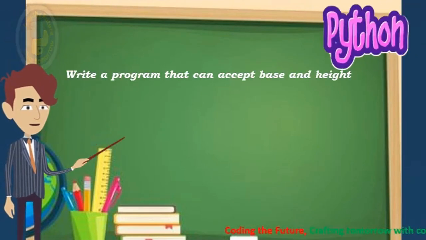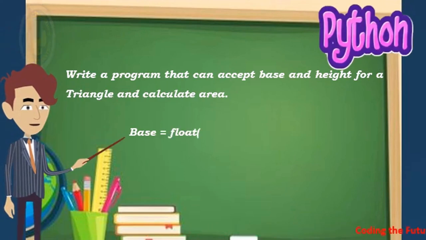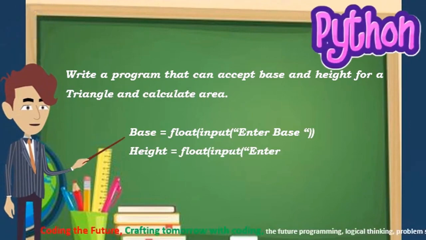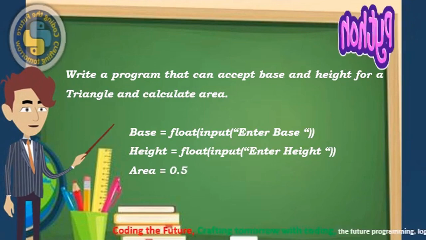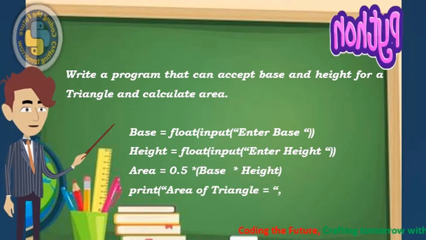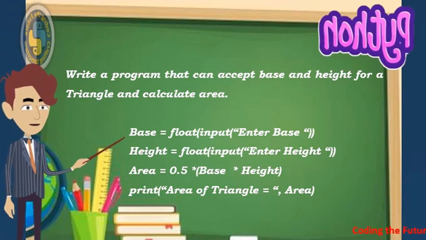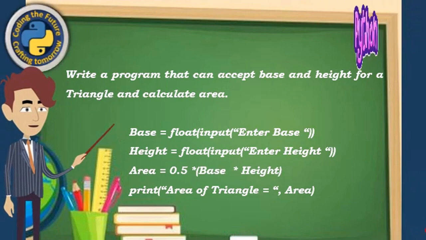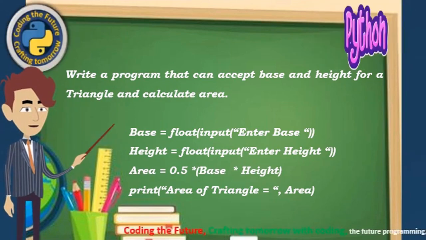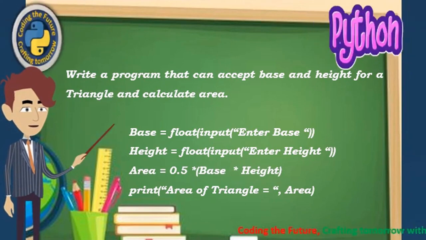Write a program that can accept base and height for a triangle and calculate its area. Base is equal to the input method within the float method. For height, the input method within the float method, enter height, and the formula for the area is 1 by 2 base into height. Print the string area of triangle and the variable area.